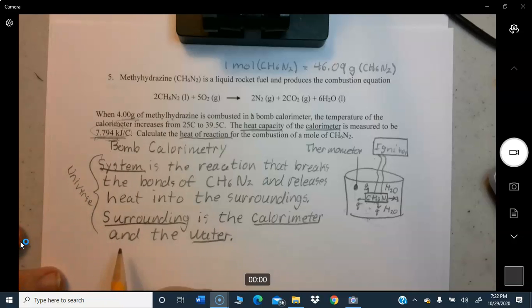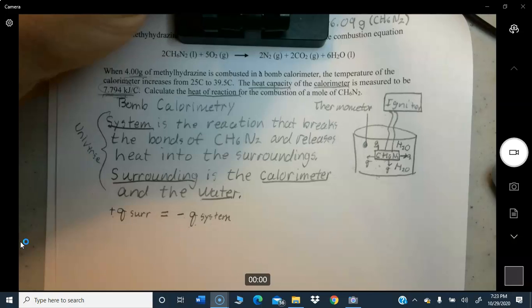All right, so we have the same relationship, and that is the heat that's going to go into the surroundings, I'm going to just abbreviate that SURR, is going to be the opposite of the heat coming out of the system, out of breaking the bonds of the methylhydrazine. So the Q is numerically the same but opposite sign. It's going out of the system, that makes it negative, exothermic. It's going into the surroundings, that makes it positive for the surroundings, endothermic.